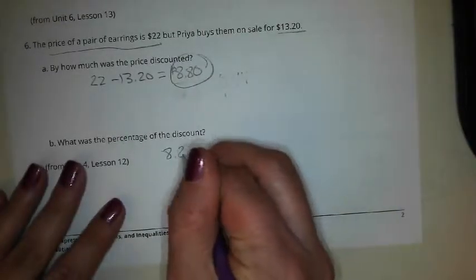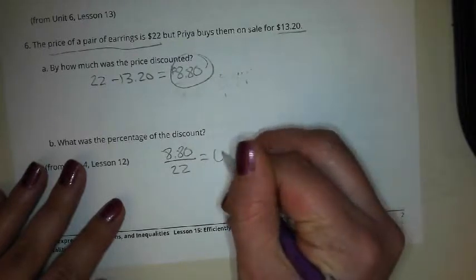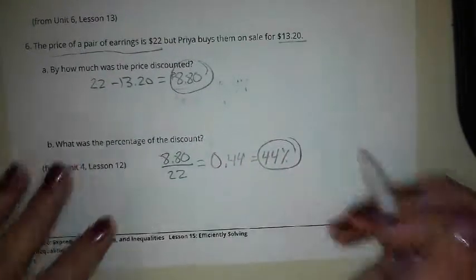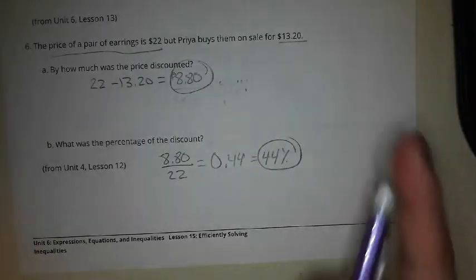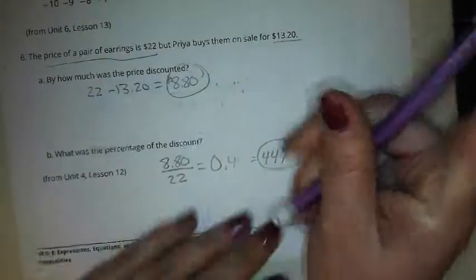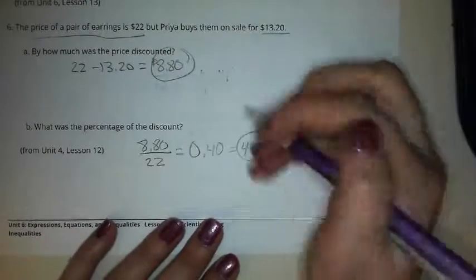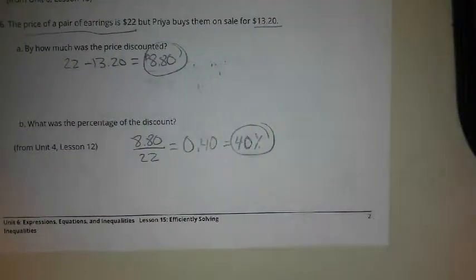Now, what percent was the discount? This is where I take that $8.80 and divide it by the original, and I got 0.44, which is 44%. Unless I messed up here. Let me try again. Oh, I did mess up. I typed a number in wrong. 40. Woo! Oopsie daisies. We're okay, I'm learning. Here we go. So 40% would be the discount.